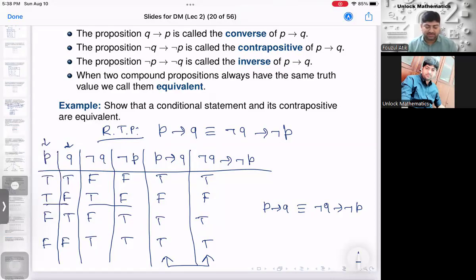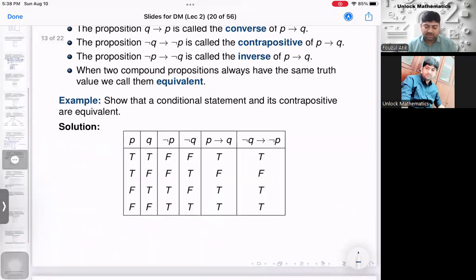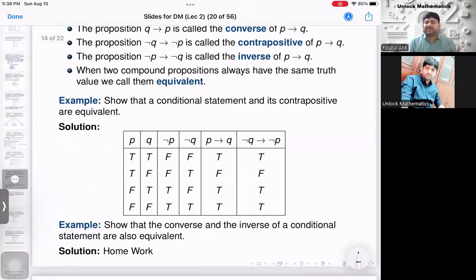So again, the small table we have learned, now we are going to apply it in several places. That one we have already done. Now we have one more example, that the converse and the inverse of a conditional statement are also equivalent. Now a few homework problems you also have to do. Unless you solve them, you will never learn. So my suggestion to all students is to always practice whatever we are doing here or at home. Do this problem, some other problem, exercise problem, assignment problem, please solve.